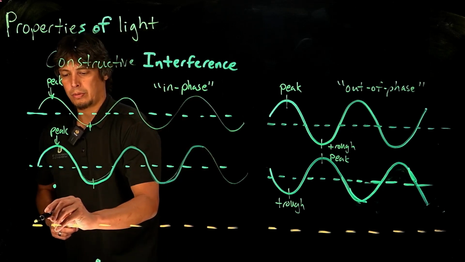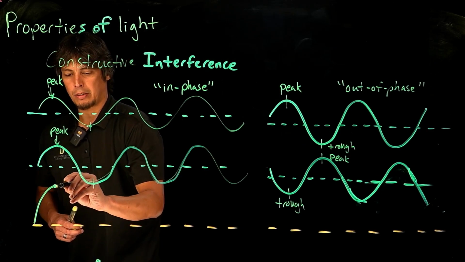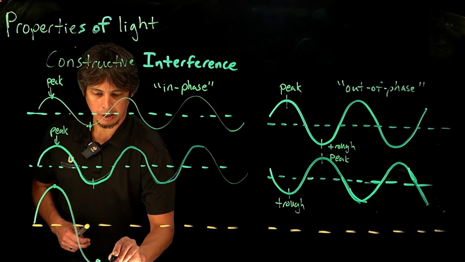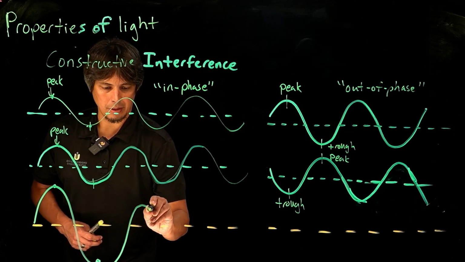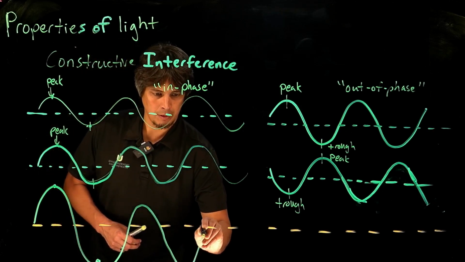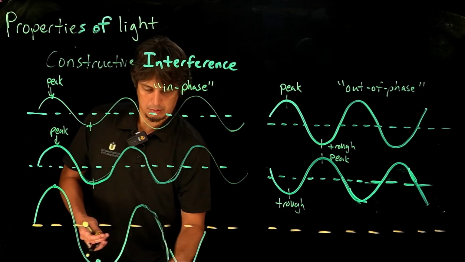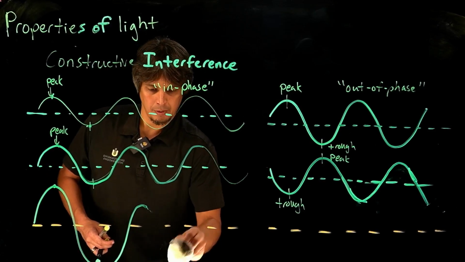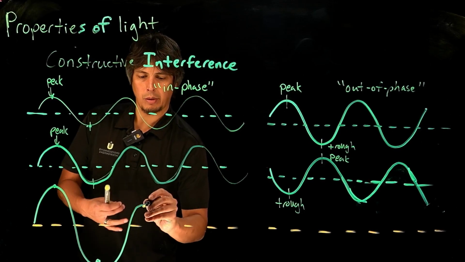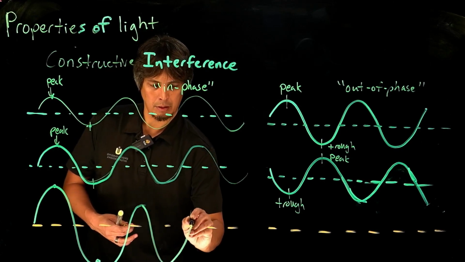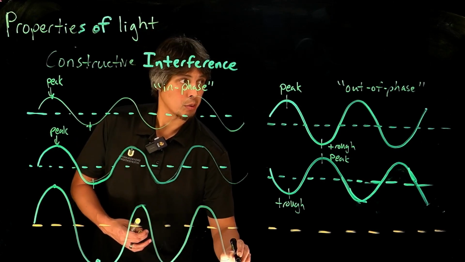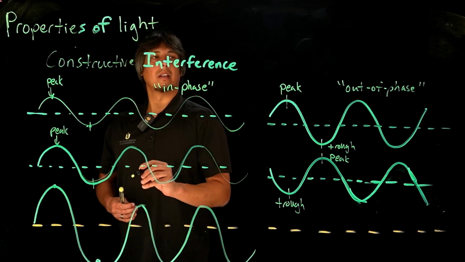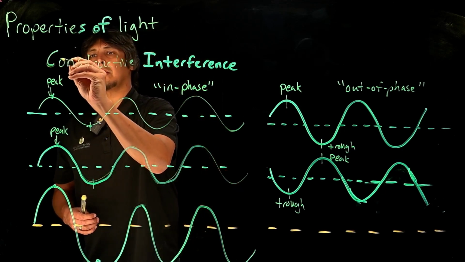Because these are in phase, what we end up with is a wave with a wavelength lambda, exactly like the two waves above, but with twice the amplitude. Again, this is called constructive interference.